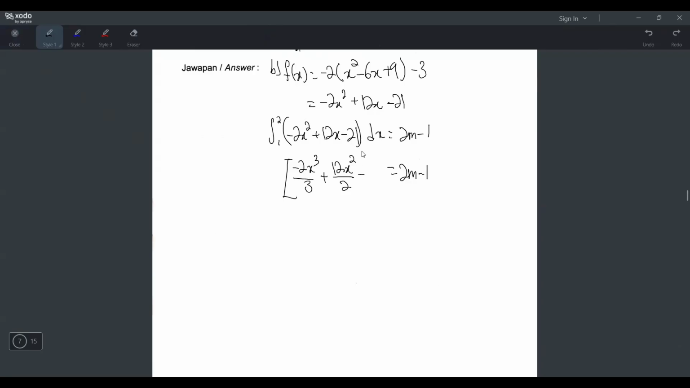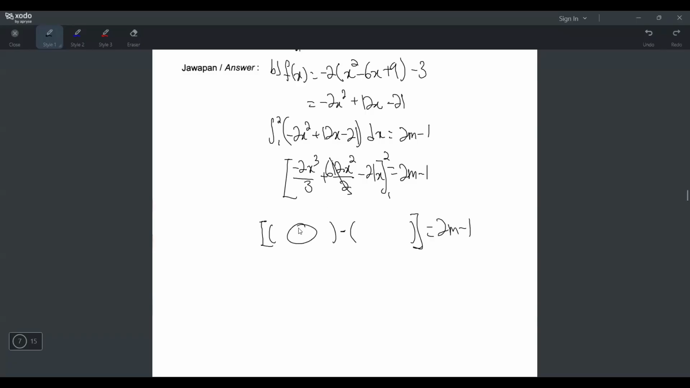What happens when you integrate a number? 21. When you integrate a number, just letak x aja. If it's dx, letak x lah. If it's dy, letak y. And then tutup bracket, and then 2, 1. Now, the 12 and 2, you can simplify, just cut. When you cut, left with 6x squared, right? And now your job is to sub the 2 inside. When you sub the 2 inside, you'll get an answer here. And then don't forget to sub 1 inside, and then in the middle here, minus lah. And don't forget, equals to 2m minus 1.